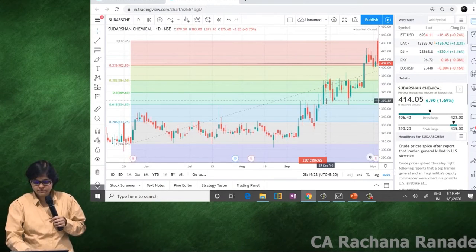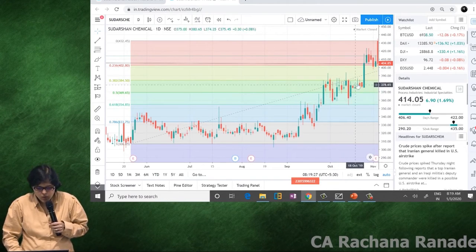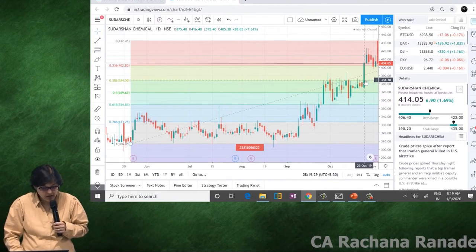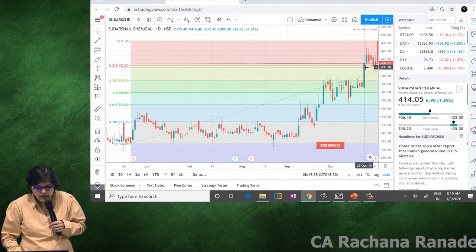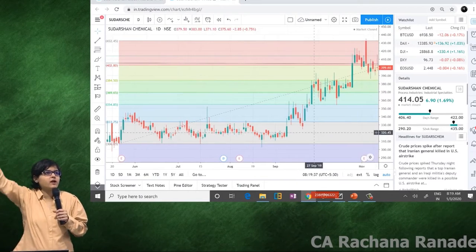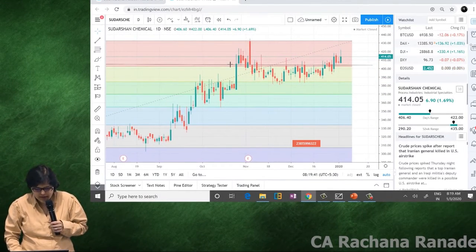Big breakout. 38 level broken with a big breakout. Went up till here. So again understand, this can be a classic swing trade. Cut. 2-3 days you will get 5% return, get out. Okay. Retraced. To which level again?